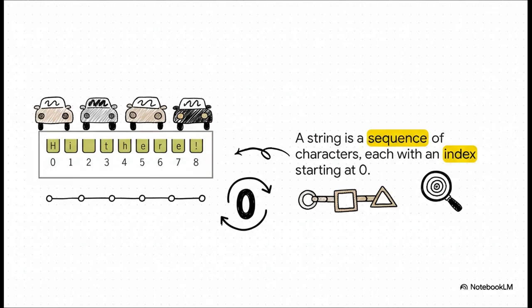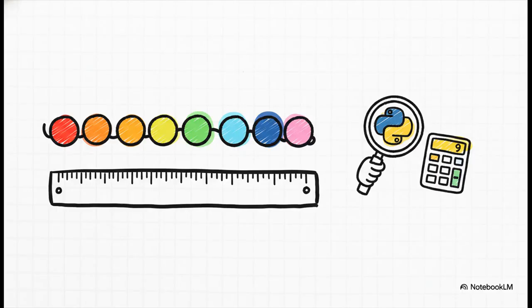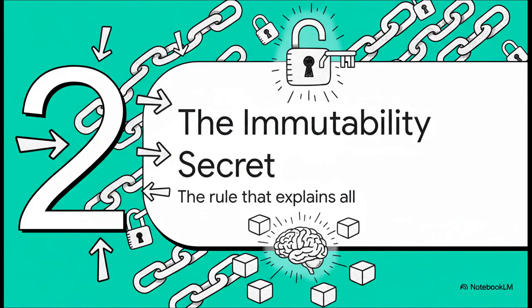And of course, every string has a length. That's just the total number of characters it has. Python gives us this super handy function, len, to figure this out in a heartbeat. For "hi there", that's 9 characters, so len gives us back 9. Pretty straightforward. All right, we've got our definitions down.